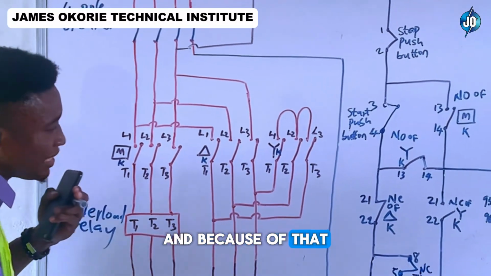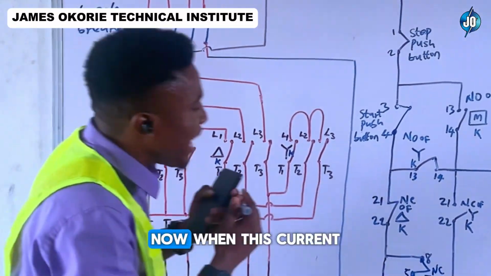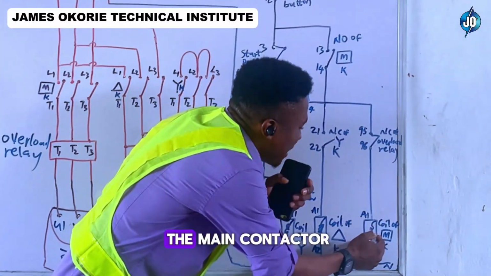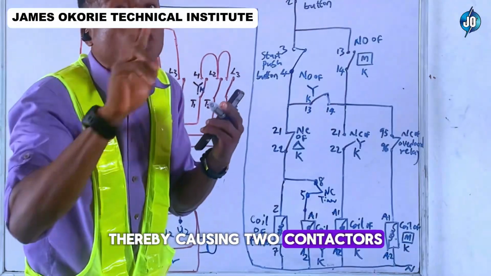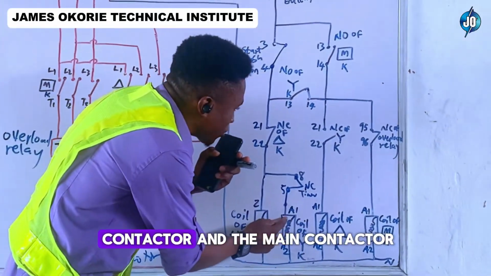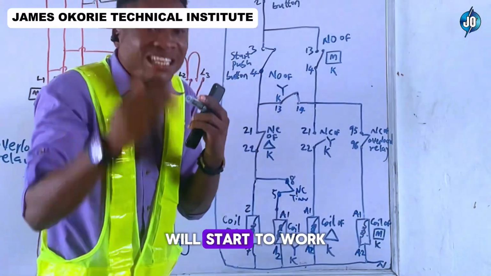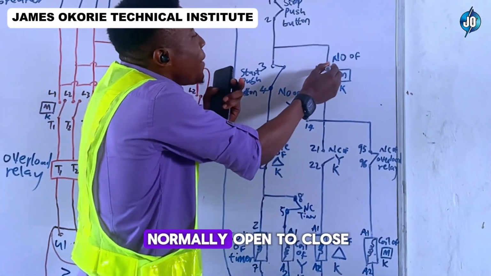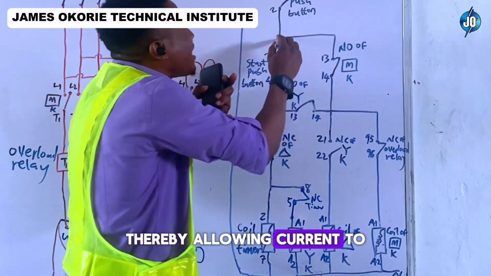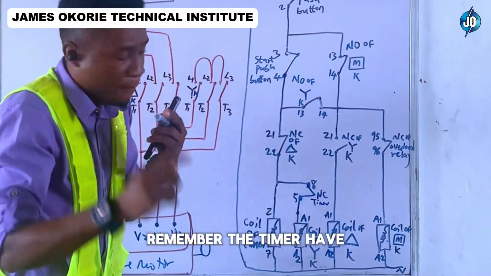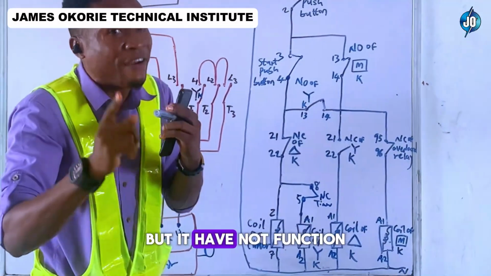And because of that, it will establish this bridge. Now when this current flows here, current will also flow and energize the main contactor, thereby causing two contactors to work at a time, meaning that both the start contactor and the main contactor will start to work. Now when this main contactor is energized, it will turn each normally open to close, thereby allowing current to also flow through this point and remain here. Remember, the timer has energized but it has not functioned.